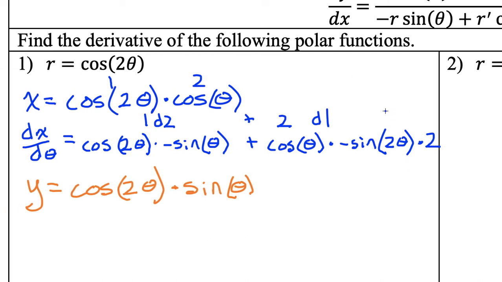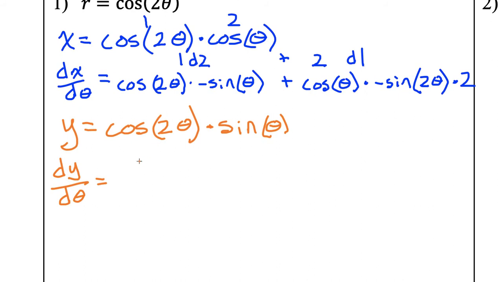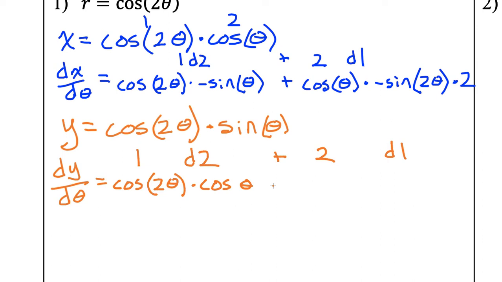All right, and then you have to kind of do the same thing for y. You have to find dy d theta. The derivative of this, again, is going to be 1d2 plus 2d1. All right, so 1 is cosine of 2 theta. The derivative of 2 is cosine of theta.